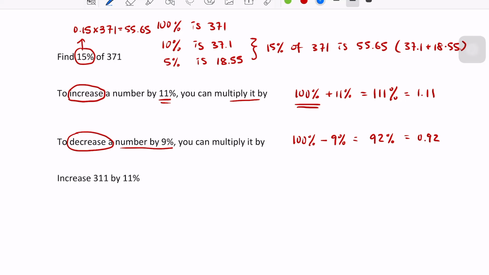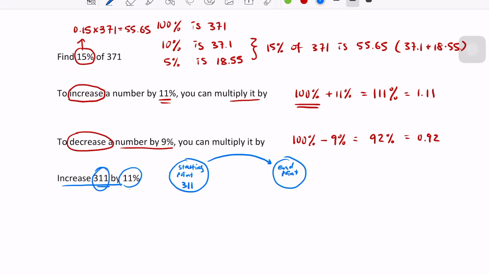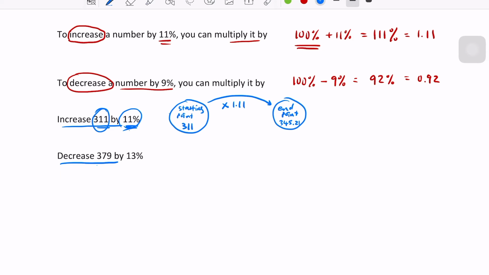Now we can check this question. Increase 311 by 11%. Now we talked about a bubble diagram. So this is your starting point and this is your end point. So you will need to set out your work like this. Now your starting point is 311. You increase it by 11%. That means you have to multiply by 1.11 and put that in your calculator. It is 345.21.